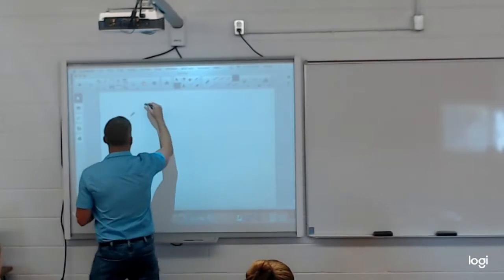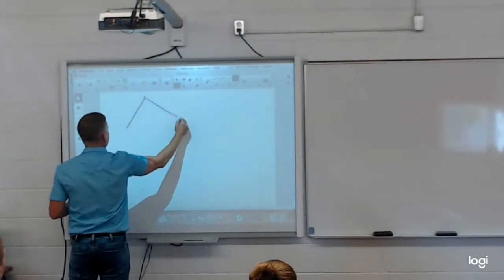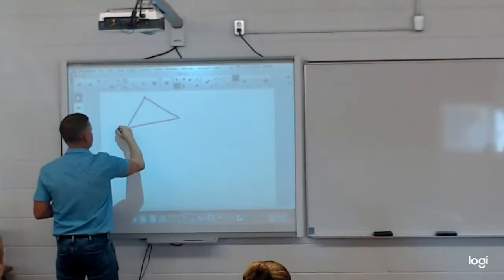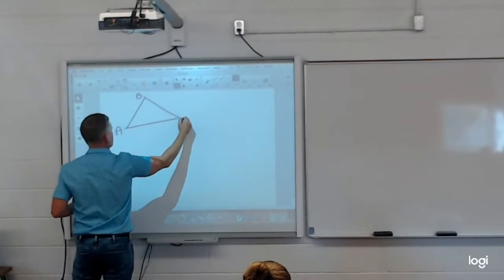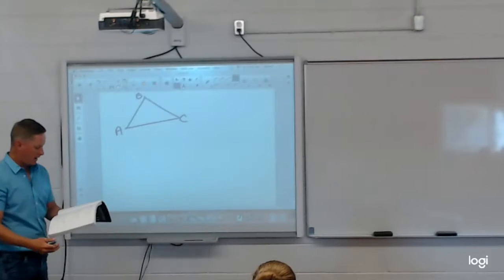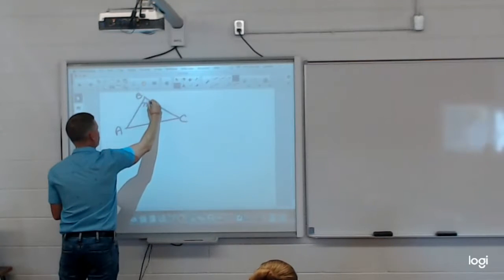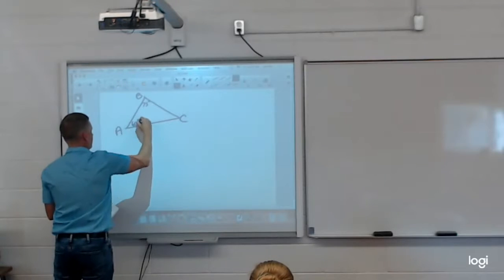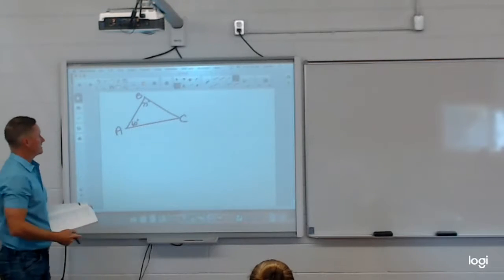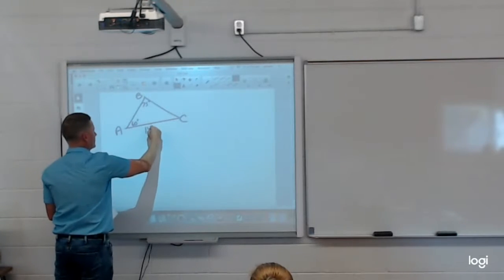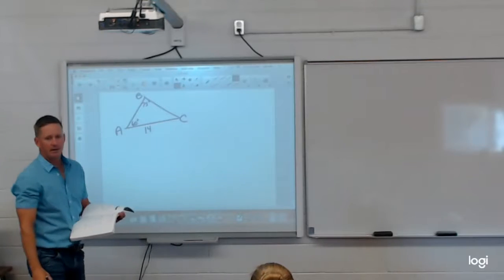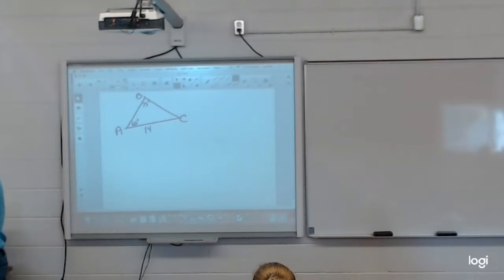Okay, so again, pretty open. You can put your angles wherever you want. A, B, C, you can label them whatever you want. It has two angles, so 75 and 60. It gives us the side length across from it is 14. All right? So now I want you to find the missing angle on the other two sides.